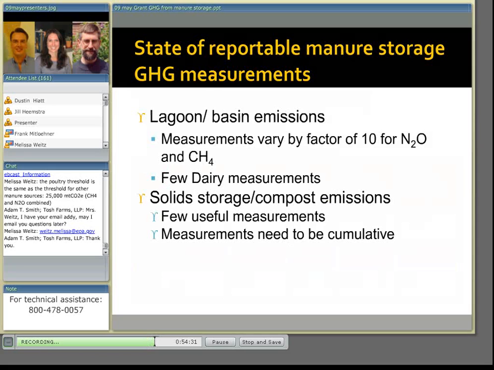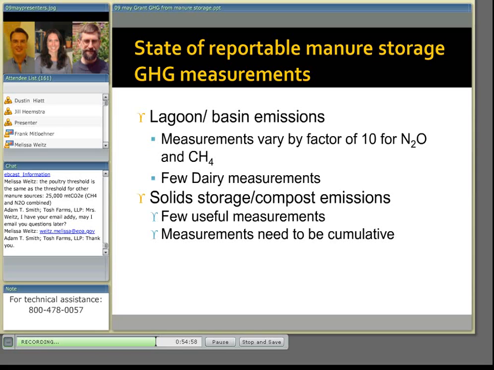So, summarizing, for the reportable manure storage greenhouse gas measurements in lagoons and basins, the measurements can easily vary by a factor of 10 for the reportable gases, and there are actually very few dairy measurements of lagoon emissions. For the solid storage and compost emissions that I presented very briefly, there are very few useful measurements, and the measurements need to be cumulative so we can look at the course of the entire year.